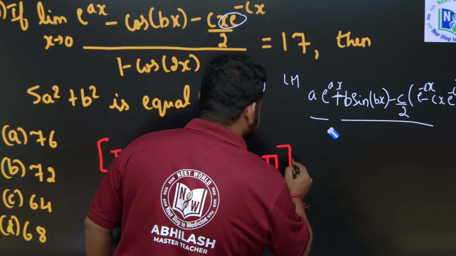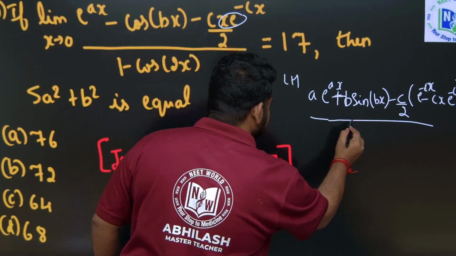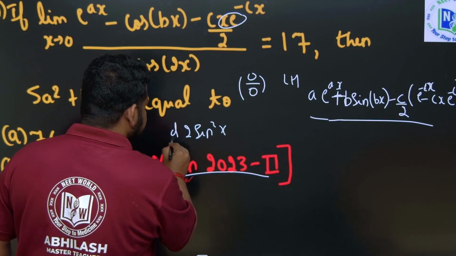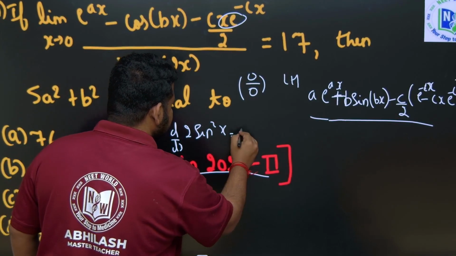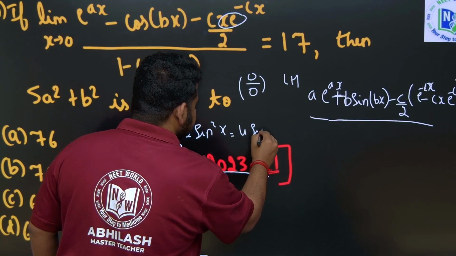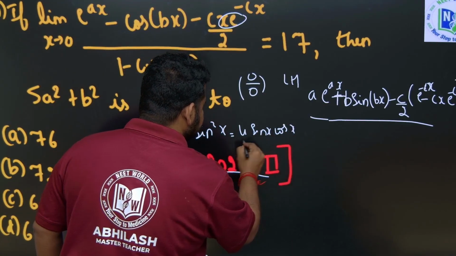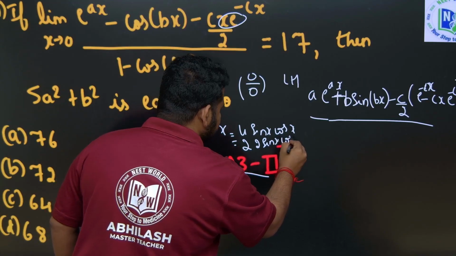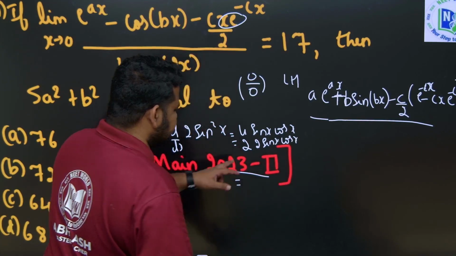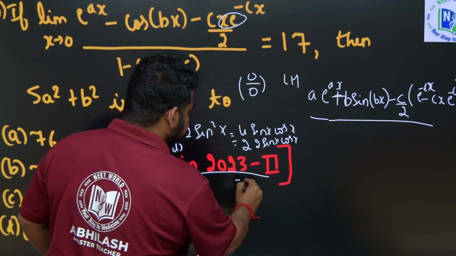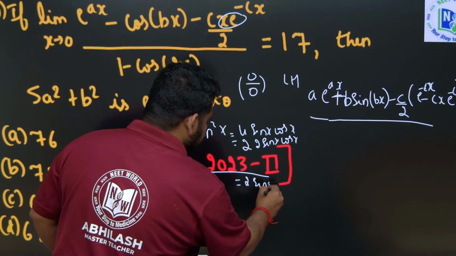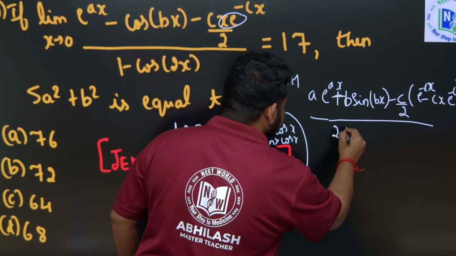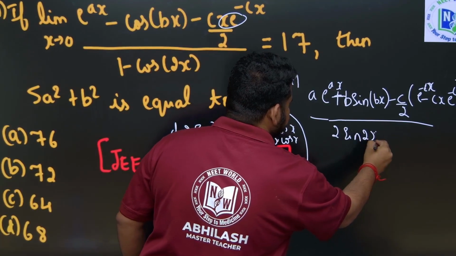If I differentiate, I will write it here for your reference. Suppose 2 sin square x is there. If I write d by dx of this, I will get 2 into 2 sin x into cos x. This can be further written as 2 into sin 2x. So this I will write as 2 sin 2x.